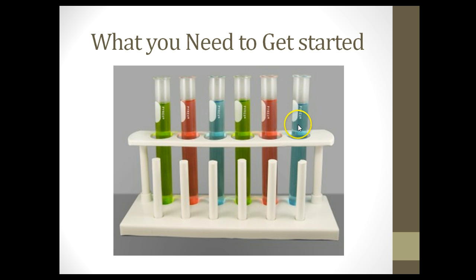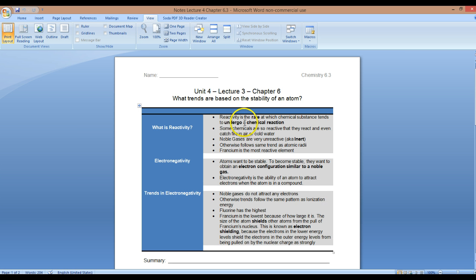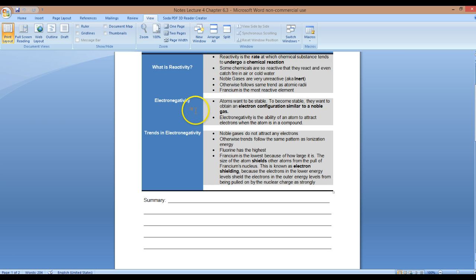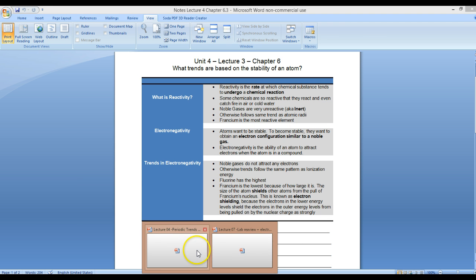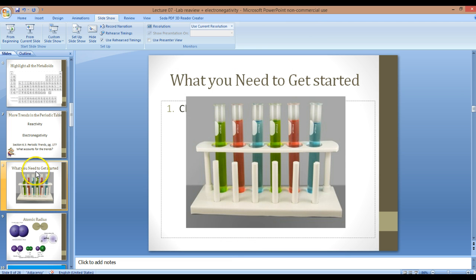All right. So this also goes along with the notes for lecture 3, short little guy on our trends for reactivity, electronegativity, and what kind of accounts for them. All right. So today we learned the fancy word inert. Alright, so back to our stuff.